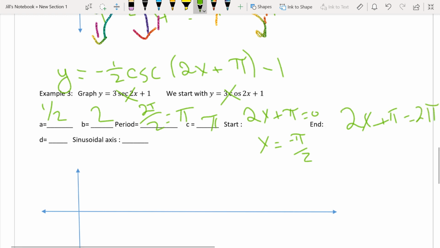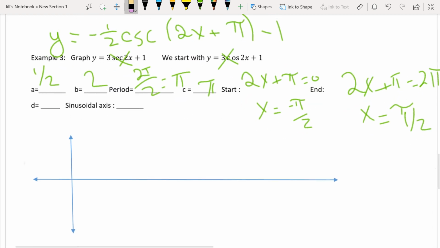Okay, solving that for x, you get pi over 2. So that should make sense. If it starts at negative pi over 2, it'll end at pi over 2 because the period is pi. So it's a whole pi units from negative pi over 2 to pi over 2. Okay, so let's graph this one.